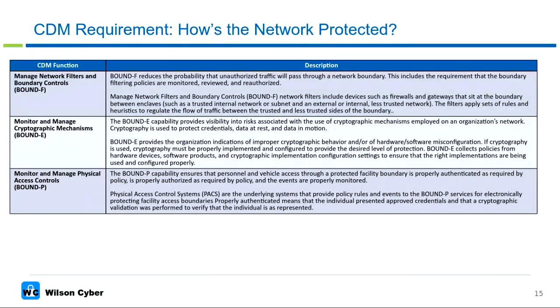Next, we have monitor and manage cryptographic mechanisms, bound E. The bound E capability provides visibility into risks associated with the use of cryptographic mechanisms employed on an organization's network. Cryptography is used to protect credentials, data at rest, data in motion. Bound E provides the organizational indicators of improper cryptographic behavior and/or hardware-software misconfiguration. If cryptography is used, cryptography must be properly implemented and configured to provide the desired state of protection.